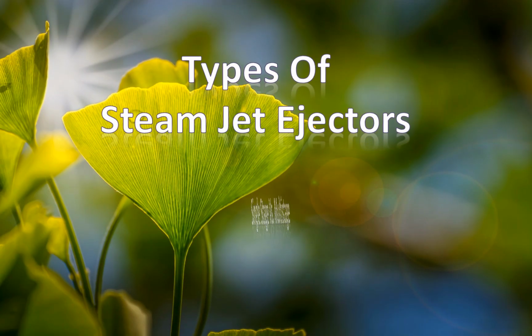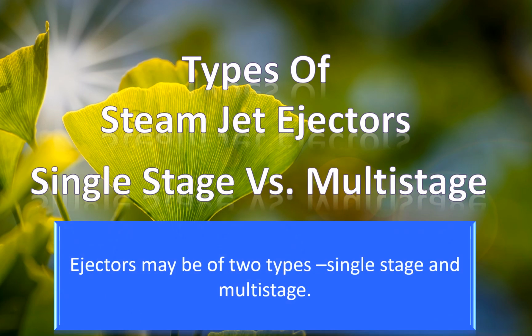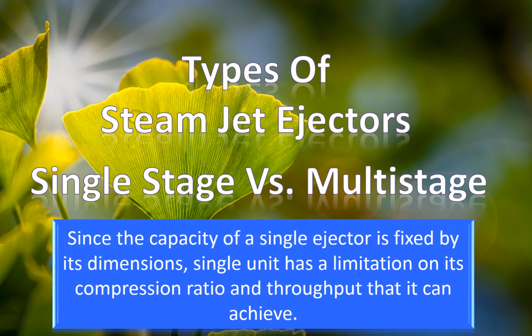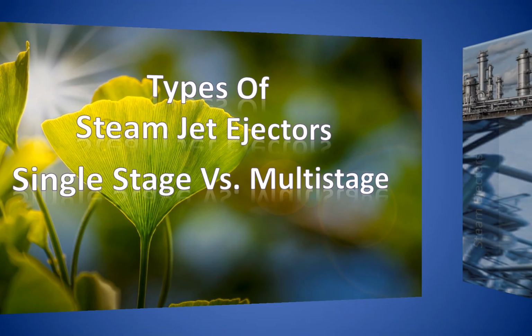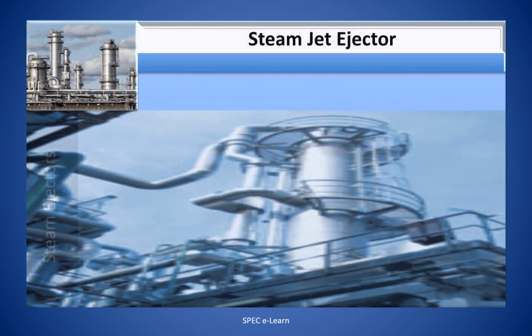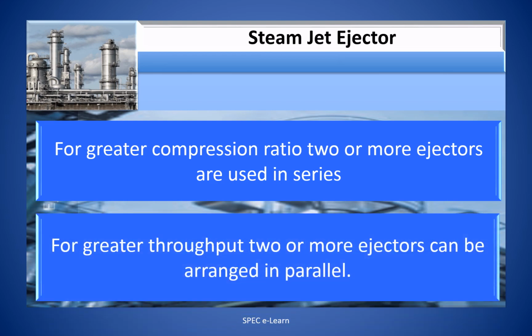Types of steam jet ejectors: single stage versus multi-stage. Ejectors may be of two types, single stage and multi-stage. Since the capacity of a single ejector is fixed by its dimension, a single unit has a limitation on its compression ratio and throughput that it can achieve. For greater compression ratio, two or more ejectors are needed in series. For greater throughput, two or more ejectors can be arranged in parallel.